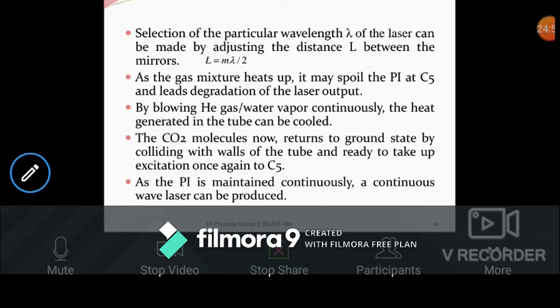As the gas mixture heats up, it may spoil the population inversion at C5. Therefore, by blowing helium gas or water vapor continuously, the heat generated in the tube can be removed. The carbon dioxide now returns to the ground state and is again ready to go to the excited state. As population inversion is maintained continuously, you can generate a continuous wave laser.